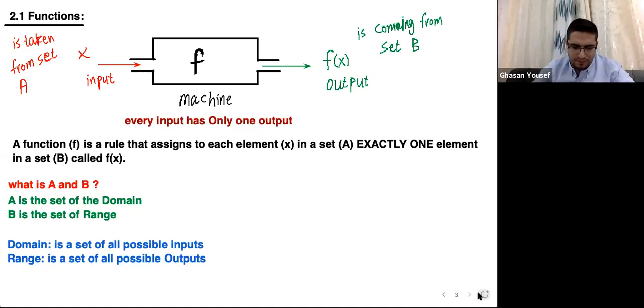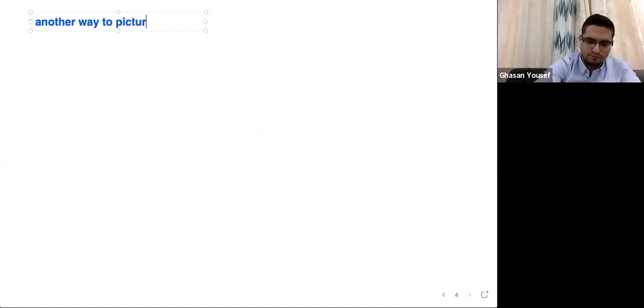Also, there is another way to picture a function. It's by using a diagram, the arrow diagram.